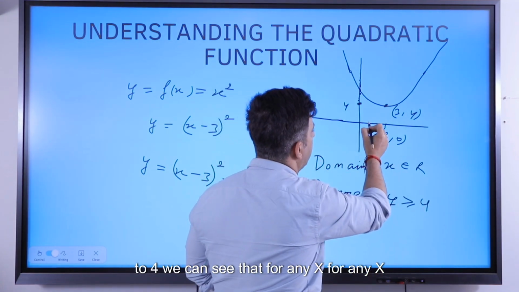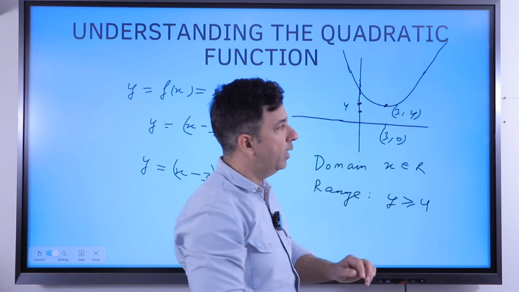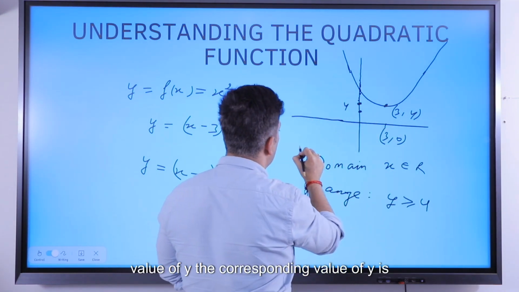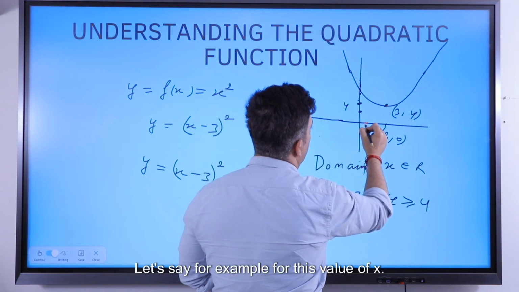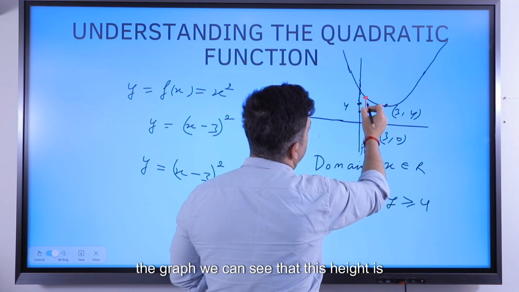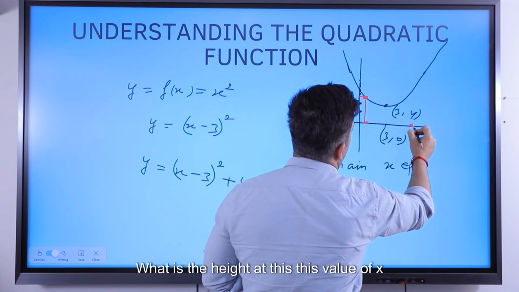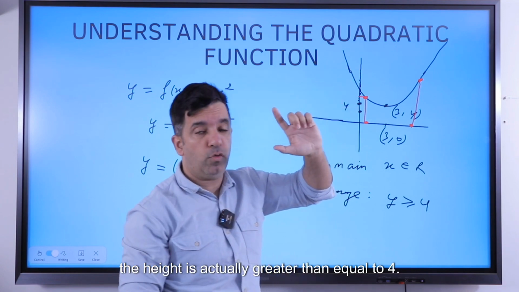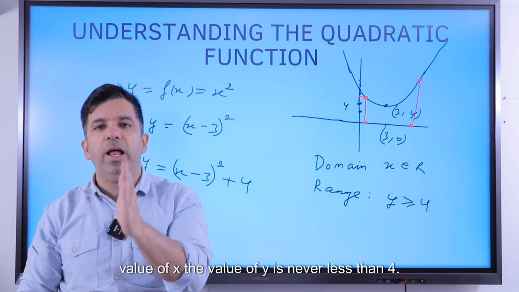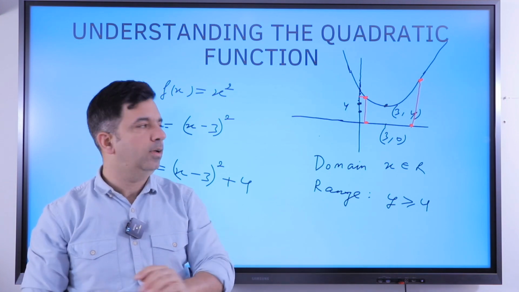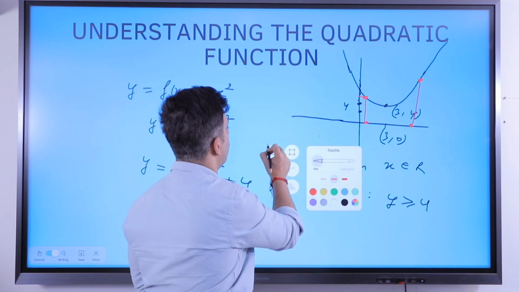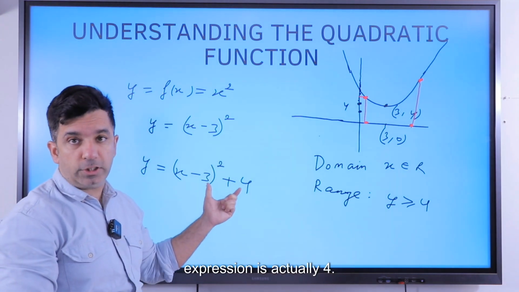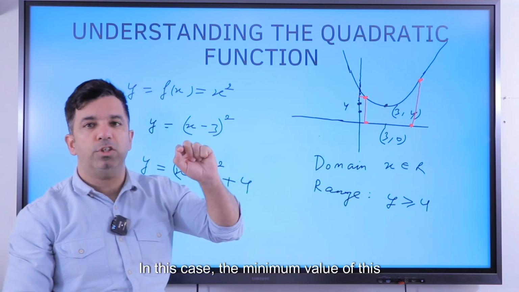We can see that for any x, a value of y less than 4 is not possible. Just understand this basic concept: for any value of x, the corresponding value of y is always greater than or equal to 4. For example, for this value of x, what is the height of the graph? It is greater than 4. At this value of x, it is some height greater than this height. The height over here of y is 4. So for any value of x, the value of y is never less than 4, and the range of this function is y ≥ 4. In a way, the minimum value of this expression is actually equal to 4.